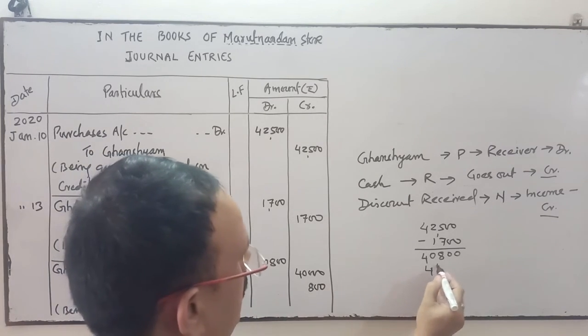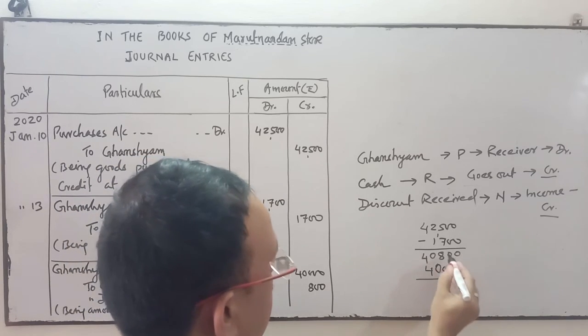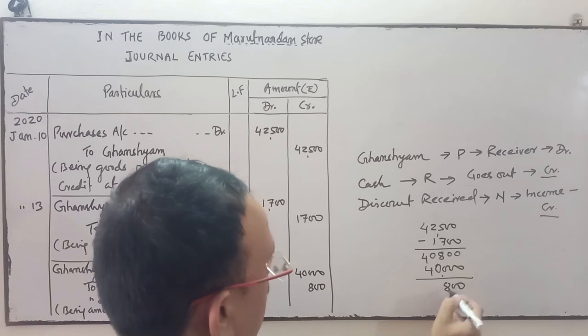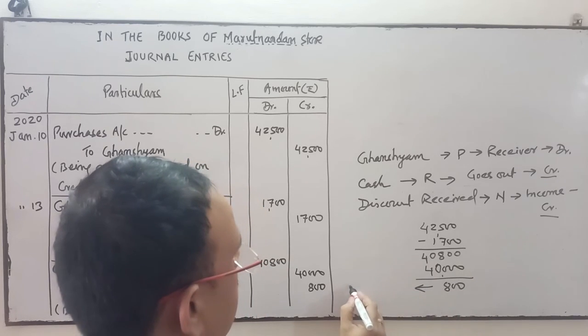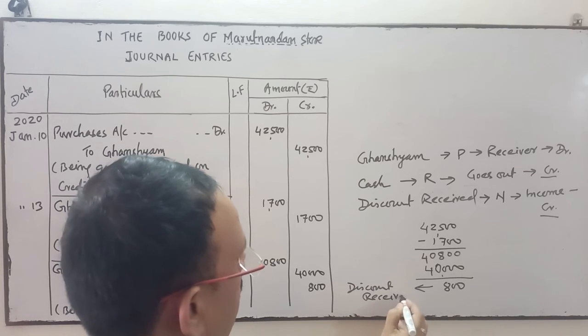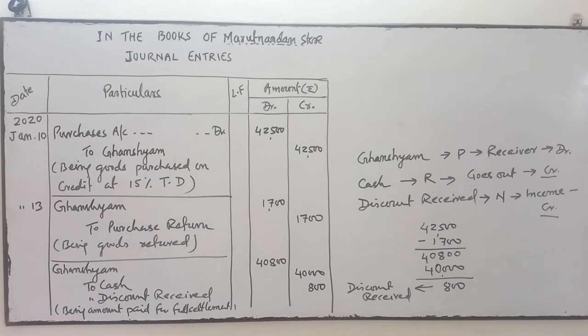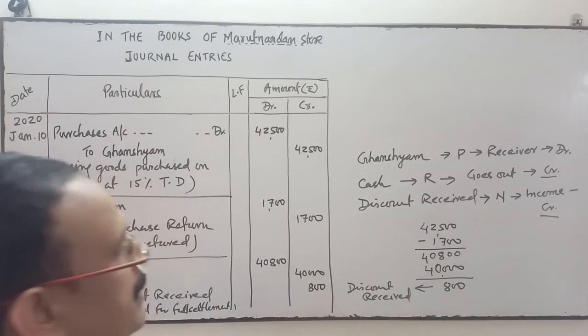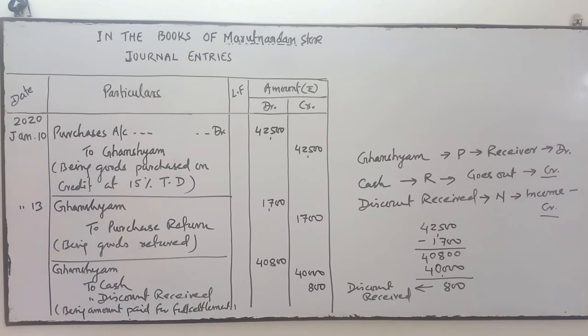When you have paid 40,000 and your account is settled, it means this much amount you have not paid, and this indicates discount received. You have received the discount because your account is settled after paying rupees 40,000, although you have to pay 40,800. So 800 discount received, and cash paid is 40,000. Okay, so this is about the third transaction.